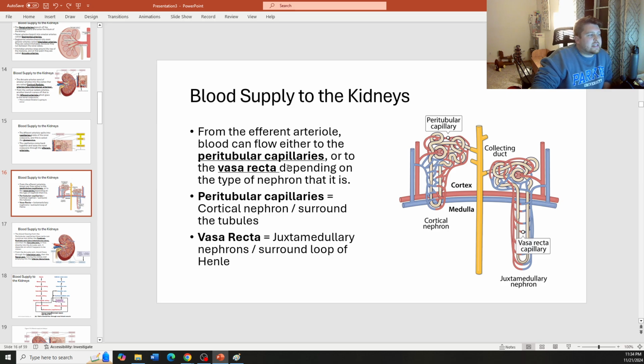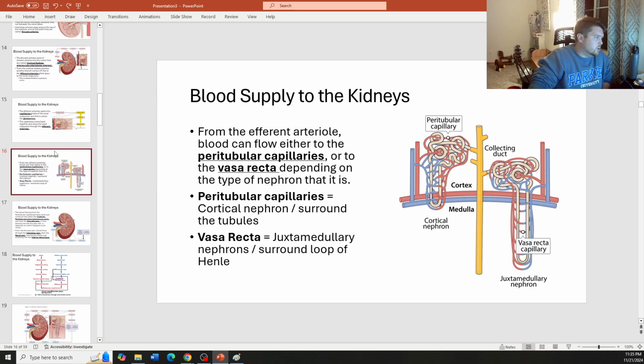Depending on what type of nephron, and we're going to talk about what the nephrons are in a little bit, what type of nephron we have is going to determine which of these two is used on the venous side. If we are talking about a cortical nephron, so that nephron is almost entirely in the cortex, that is going to use the peritubular capillaries. If the nephron dives deep down into the medulla, these are called juxtamedullary nephrons, so cortical nephrons, medullary nephrons. Those are going to use the vasa recta to start their venous side journey. Cool? Moving on.